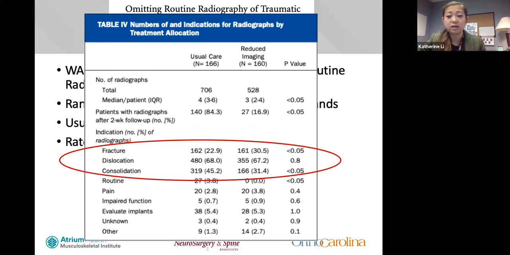What they found was that about 200 radiographs were saved in the reduced imaging cohort compared to the usual care cohort. The indication for radiographs, which were logged in both of these cohorts, were roughly the same. Fracture, dislocation, and checking for consolidation were the top 3 reasons why they got radiographs. So they had the same indications, but reduced imaging. And they saved on average for each of those patients about 1 radiograph per patient for these distal radius fractures.